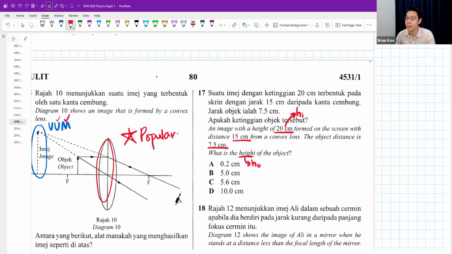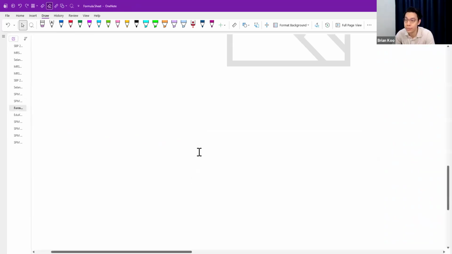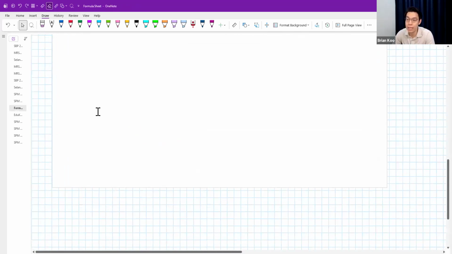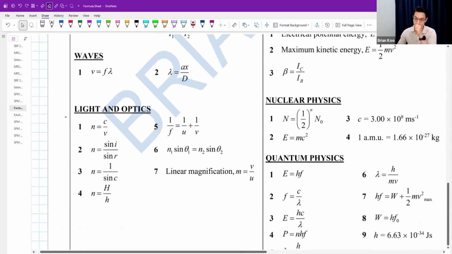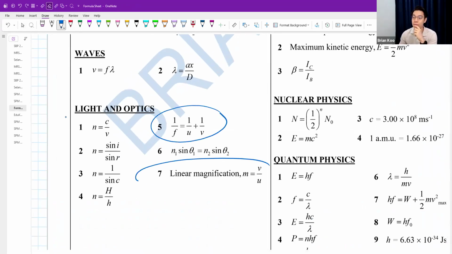Okay. Image with a distance of 15 cm from the convex lens sounds like the image distance. V is the image distance. V means image distance. Object distance 7.5, that sounds like U. Some people will say, oh teacher, got U and V like that, is it the thin lens formula? 1 over f equals 1 over u plus 1 over v. No, it is not. If you look at the formula sheet, there is another formula that involves U and V. Linear magnification is v over u.